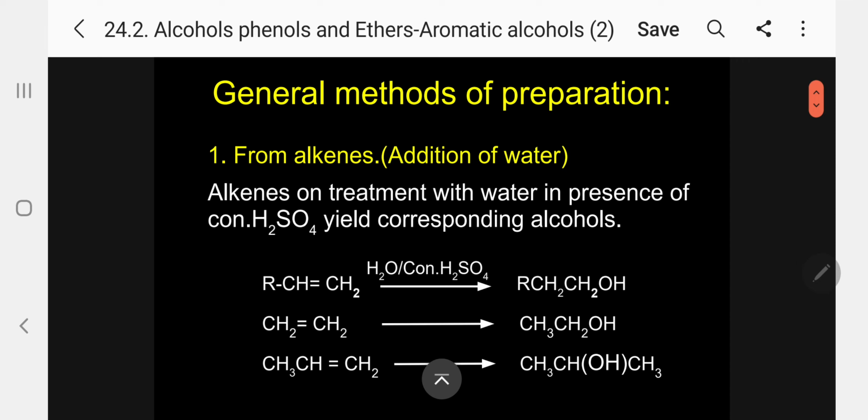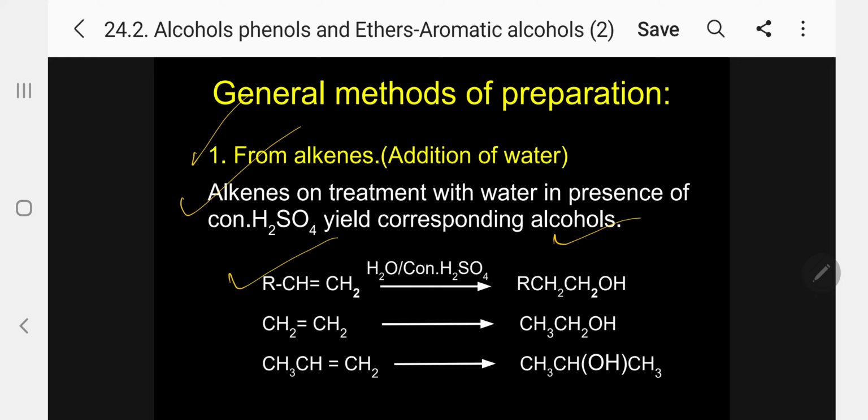Under the general method of preparations, let me go systematically from the alkenes. From alkenes, we can generally prepare corresponding alcohols by simple addition of water in presence of concentrated sulfuric acid. Alkenes, on treatment with water in presence of concentrated sulfuric acid, yield the corresponding alcohol.